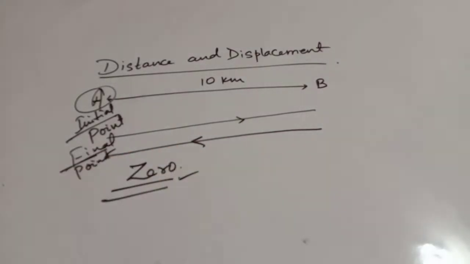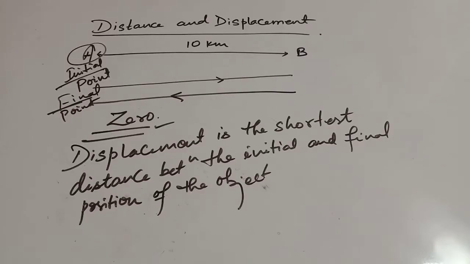Now how is the displacement 0? What is displacement? Let's understand. Displacement is actually the shortest distance between the initial and the final position of the object. In this example, the initial point is point A and the final position is also point A. There is no distance between that point, the same point. So displacement is 0.